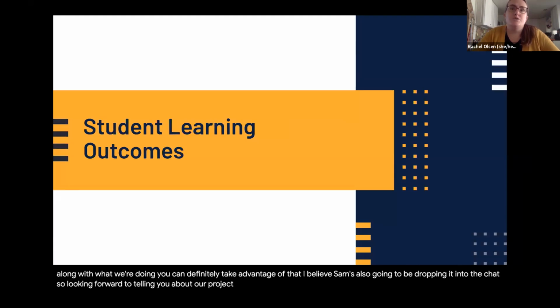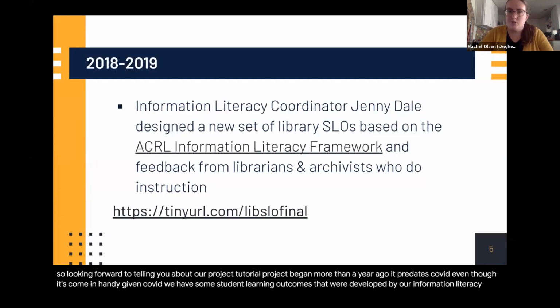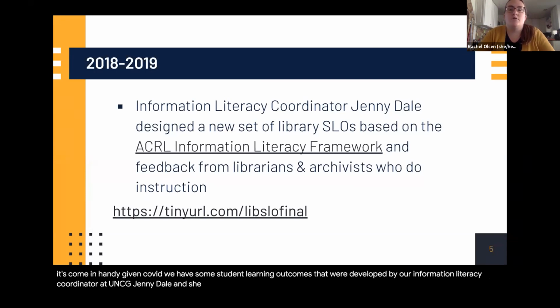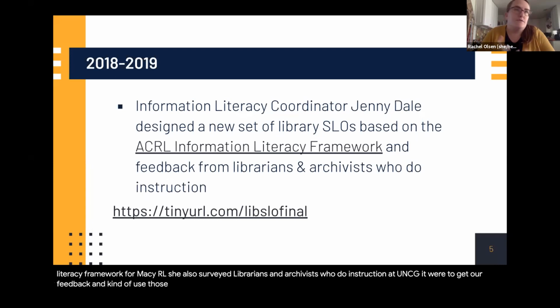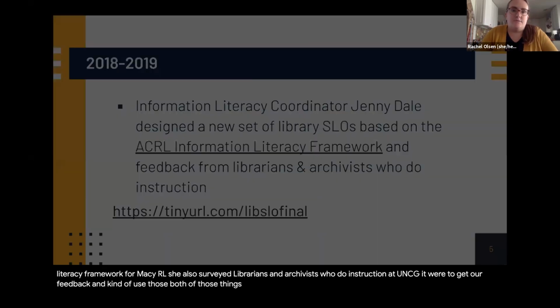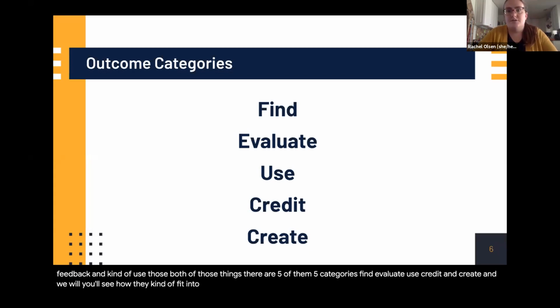So this tutorial project began more than a year ago. It predates COVID, even though it's come in handy given COVID. We have some student learning outcomes that were developed by our information literacy coordinator at UNCG, Jenny Dale. And she designed these outcomes using a couple different things, including the information literacy framework from ACRL. She also surveyed librarians and archivists who do instruction at UNCG in order to get our feedback and use both of those things to develop the outcomes. There are five of them, five categories: find, evaluate, use, credit, and create. You'll see how they fit into our tutorials, but that was the basis for the design.